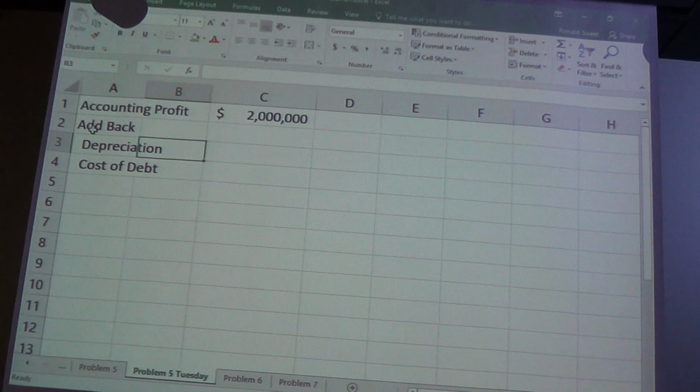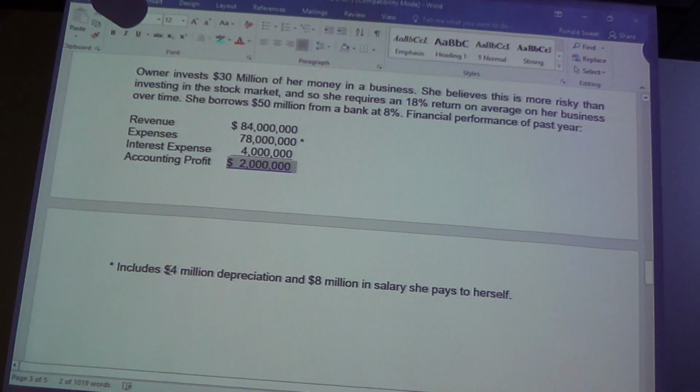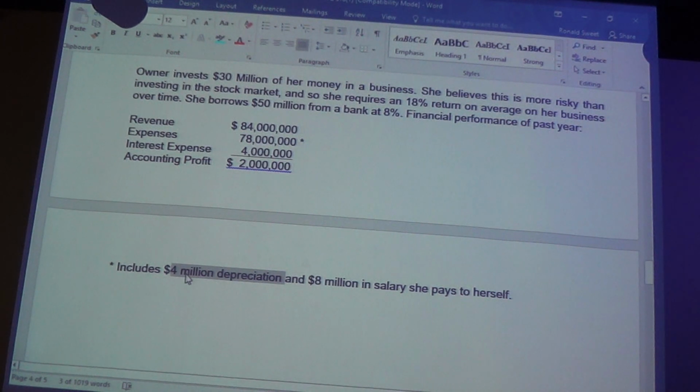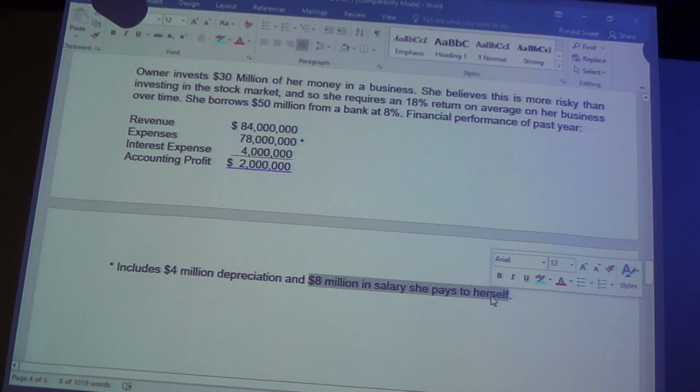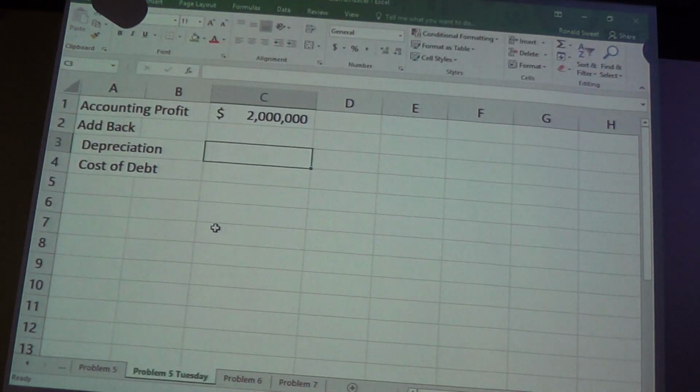All right, so our depreciation is given in the problem in a footnote. Your expenses included $4 million depreciation. This $8 million is just ignored. The fact that she's paying herself $8 million is perfectly fine. There's nothing wrong with that. So we're going to add $4 million back, and interest expense of $4 million. We're going to add $4 million and $4 million back.